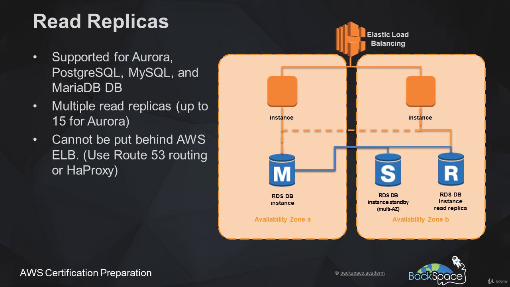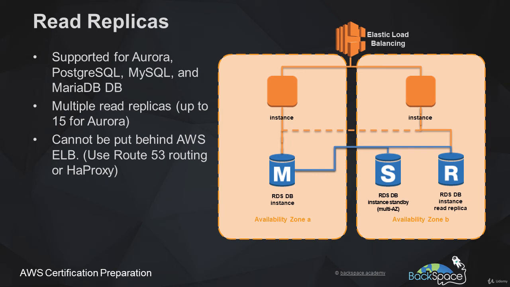So the thing about read replicas is that they are great. They can handle that heavy read workload that you need, but you can't just grab them and put them behind an elastic load balancer as you would with an EC2 instance. It just doesn't work like that. And it's not a feature that Amazon Web Services have implemented. A lot of people have been asking for it, but unfortunately it hasn't been implemented.